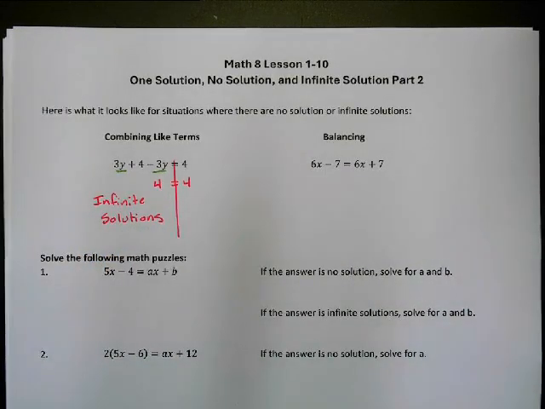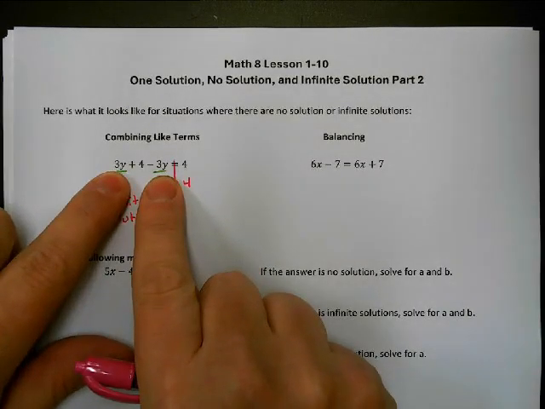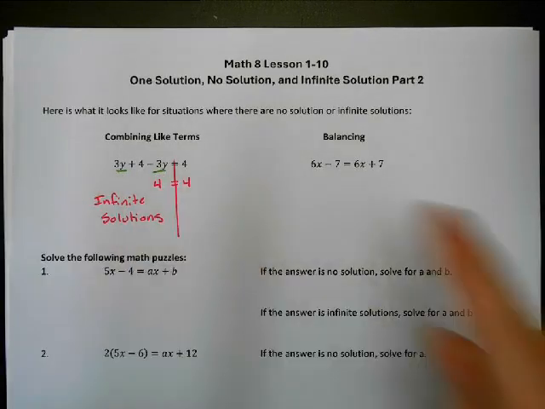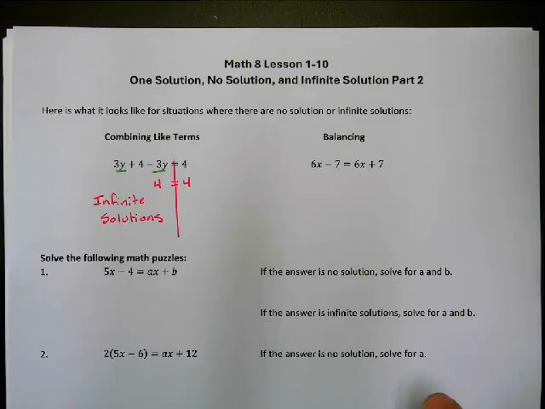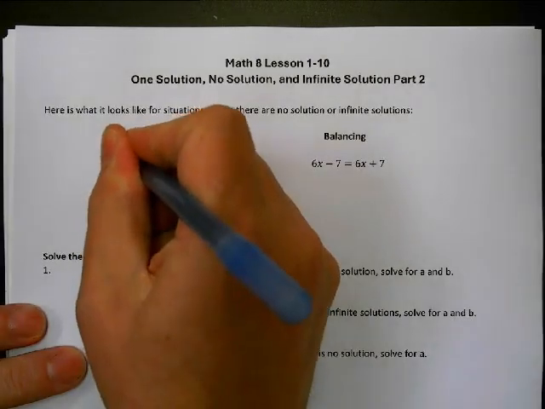Now notice the pattern here. In combining like terms, if the variables are opposites of each other, that's when we're going to get infinite solution or no solution. So in this one right here, the variables are opposites.